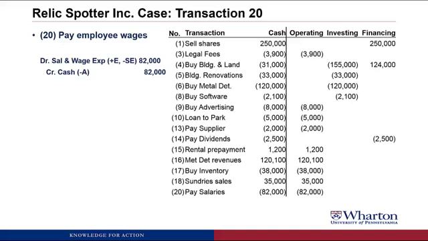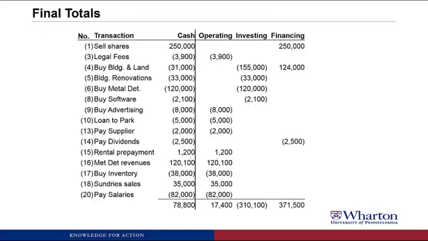And that was the last cash transaction for Relic Spotter because the rest of the transactions in the case were adjusting entries, and adjusting entries never involve cash. So we can go ahead and total everything up. We see that the bottom line cash balance here is $78,800, which if you go back and look is what we end up having at the end of the year for Relic Spotter. And we've divided that into an operating cash inflow of $17,400, investing cash outflow of $310,100, and a financing cash inflow of $371,500.